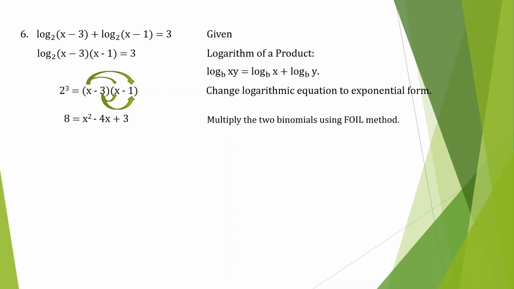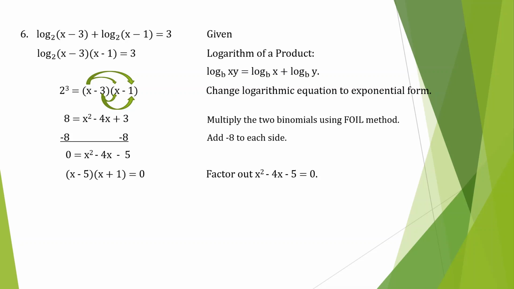Next, add negative 8 to both sides of the equation. So this will become 0 is equal to x squared minus 4x minus 5. Factor out x squared minus 4x minus 5. The factors are x minus 5 and x plus 1. Let us solve for x. So we have x is equal to 5 and x is equal to negative 1.